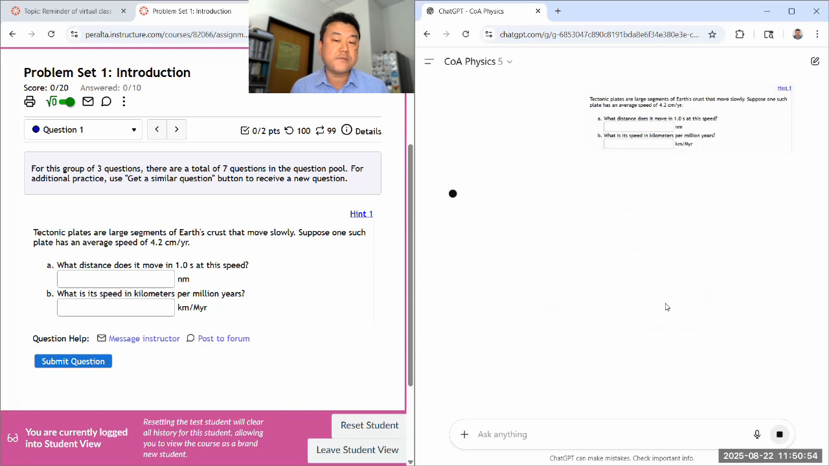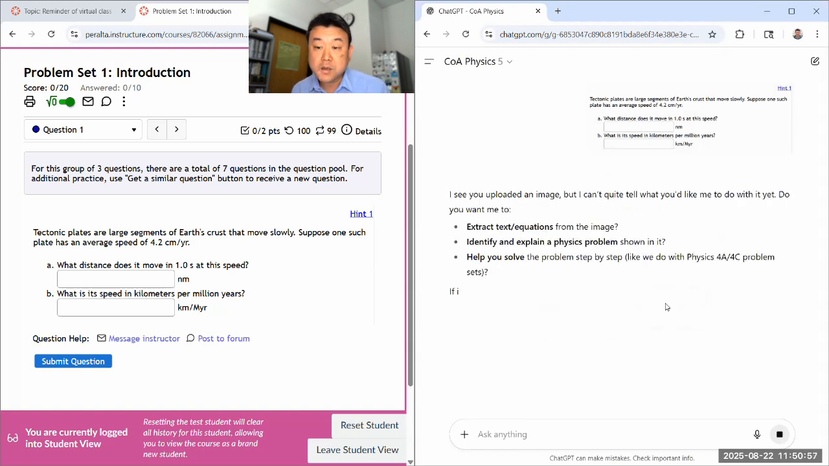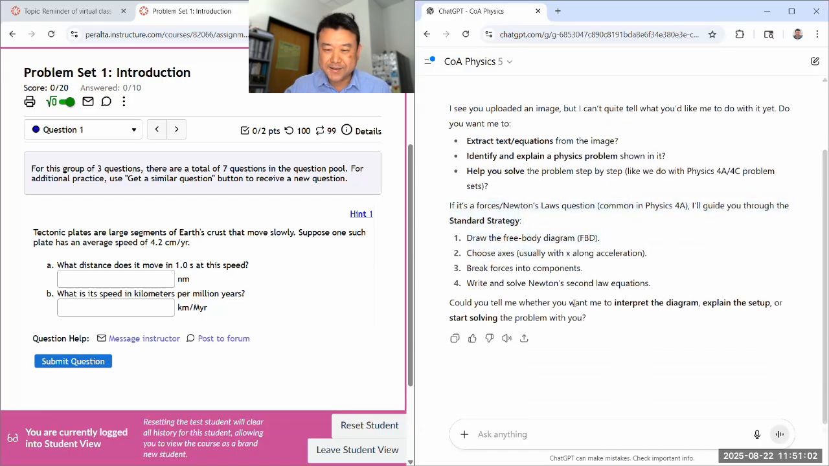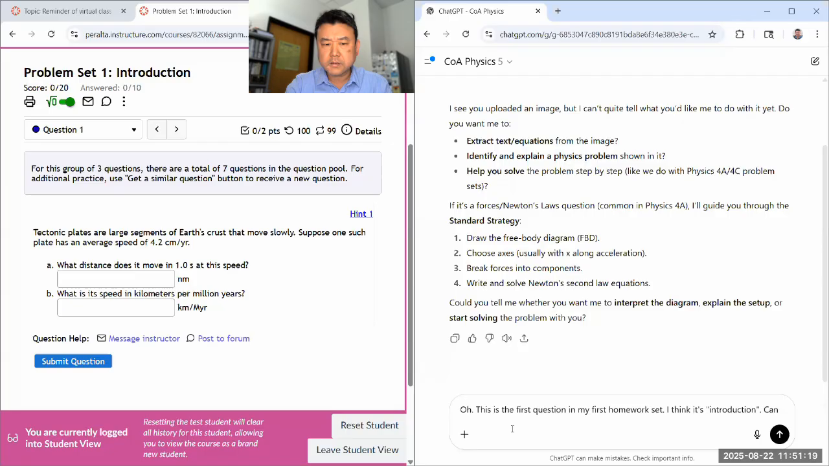It'll probably give you some initial set of information. So I'll say, this is the first question in my first homework set. I think it's kinematics. No, it's not kinematics. It's introduction. I am not quite sure what I'm supposed to do with it. Can you help?